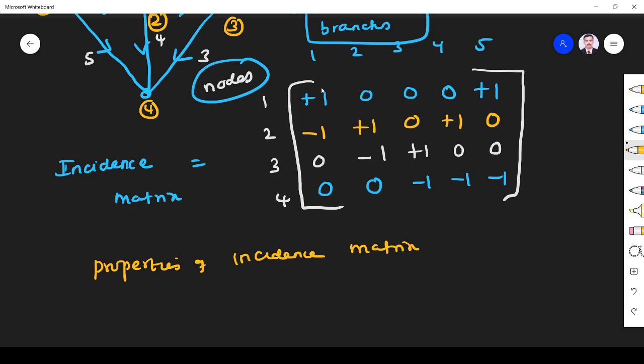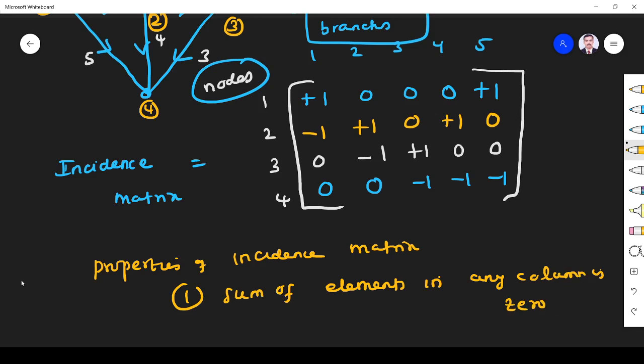Here you see the sum of elements in any column is 0. You see this column, 0. If you sum any column, the sum is 0. So the sum of elements in any column is 0 in an incidence matrix.